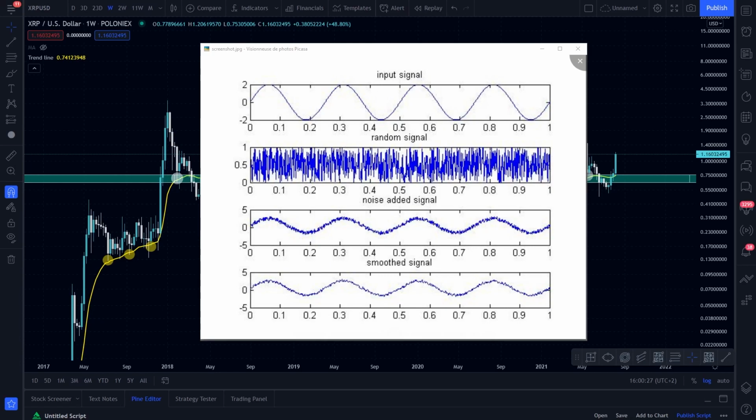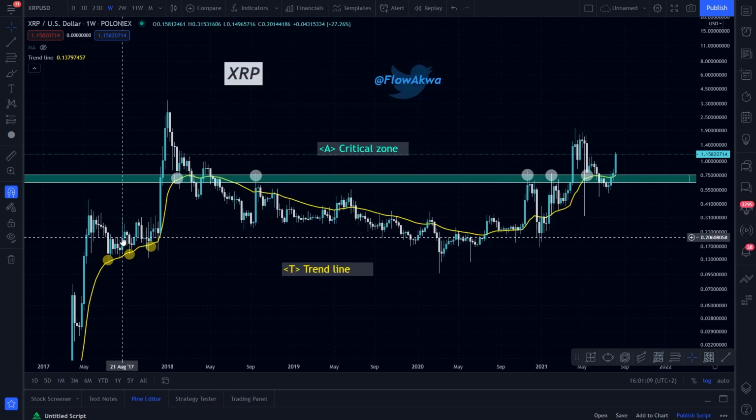Congratulations, guys, we are done with the theory. I hope it's clear, and if it's not, take your time, ask questions in the comments, I will answer personally. Now let's go back to XRP.